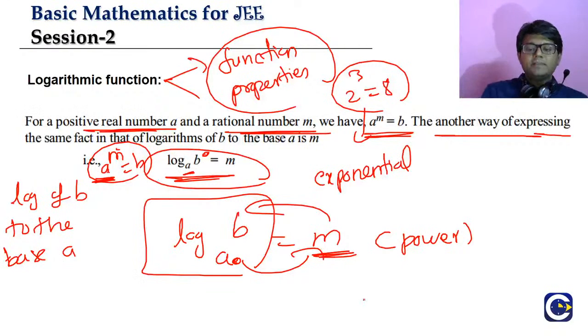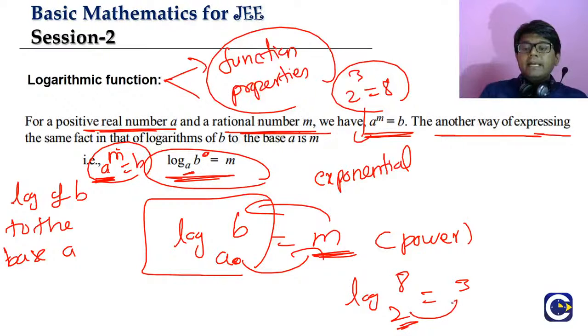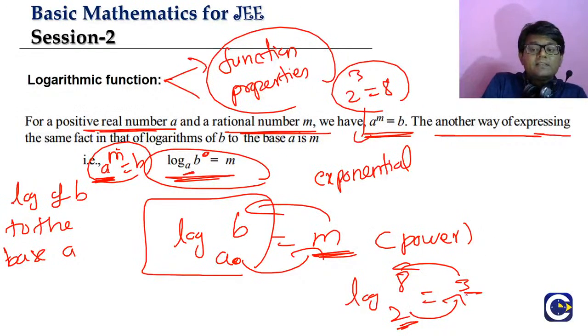We will look at an example. Say, for example, 2 cube is equal to 8. When we put log of 8 to the base 2, what will be the answer? 3. Why? How many times should we raise 2 so that we will get 8? Because 2 cube is equal to 8, the value of this logarithmic function, log of 8 to the base 2, will be equal to 3. So this is how we are going to read the logarithm.